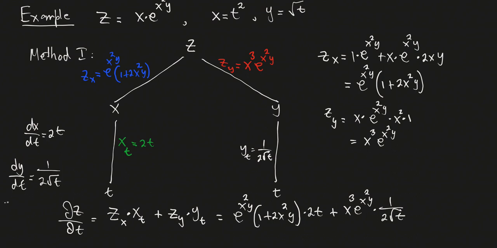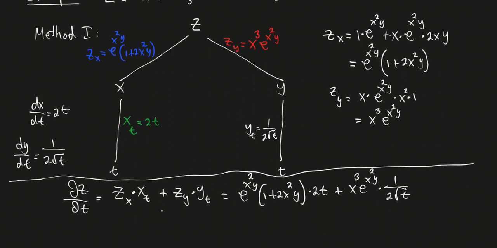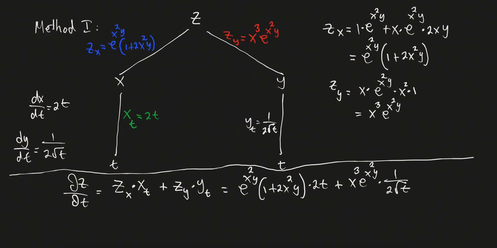In fact, let me just put a little line there that separates it so that we don't think that these are in any way related. I mean, they are related, but I don't want these expressions to get mixed up down here. So how do we do that? Well, we know what x is. Remember, x is t squared, and y is the square root of t.